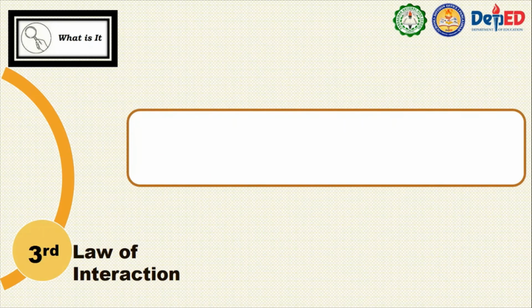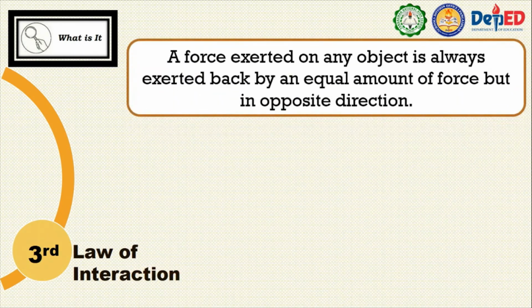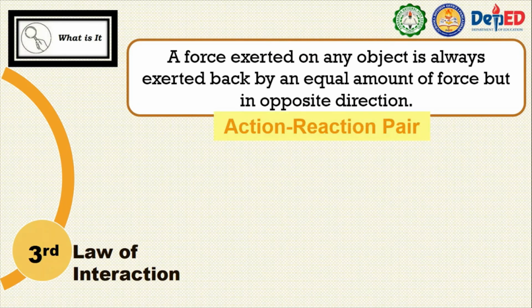What is it? The third law of motion. The law of interaction states that for every action, there is always an equal and opposite reaction. A force exerted on an object is always exerted back by an equal amount of force but in opposite direction. This is what we call the action-reaction pair.